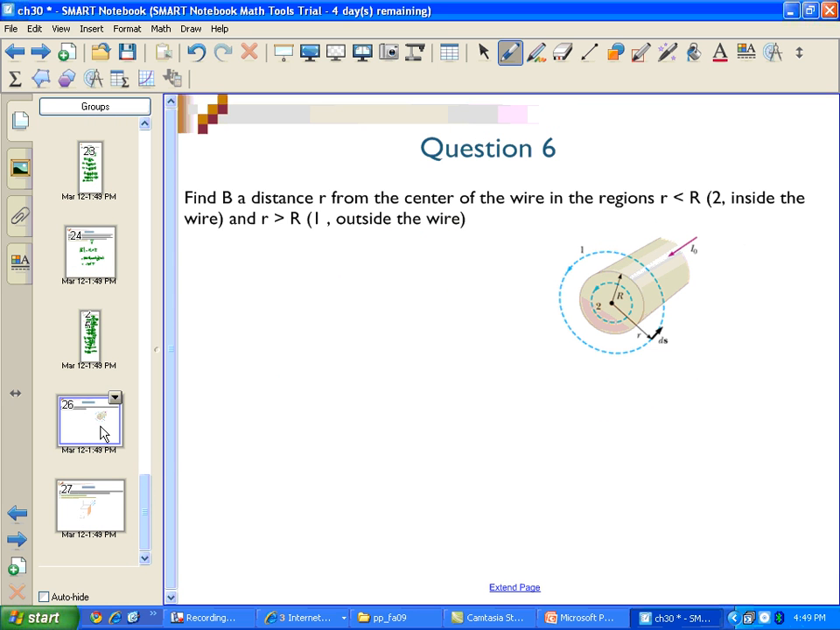Next question. Here we are given a wire that carries current through its interior. This wire has a thickness which is considerable, and we have to find the magnetic field inside the wire and outside the wire. And we're going to use Ampere's law to calculate the magnetic field inside and outside the wire.